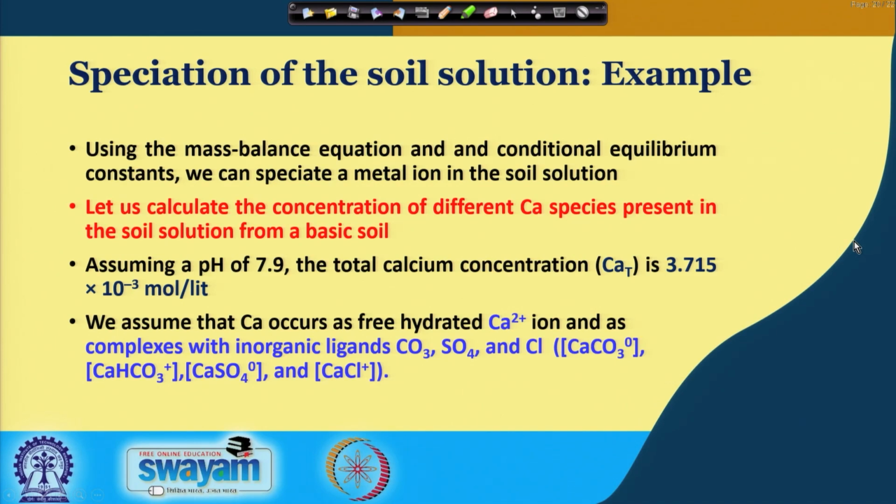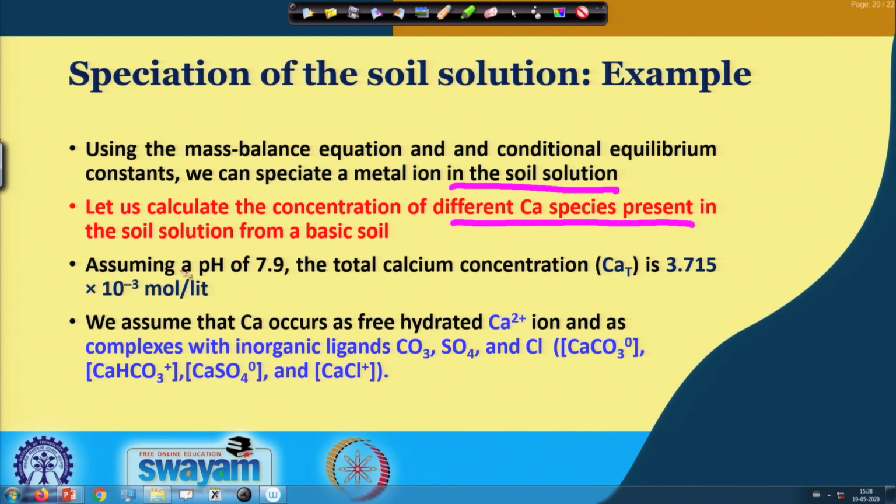So, let us see an example using the mass balance equation and the conditional equilibrium constant, we can speciate metal ions in the soil solution. So, let us solve a problem. Let us calculate the concentration of different calcium species present in the soil solution from a basic soil.